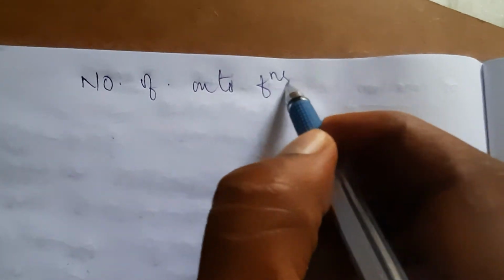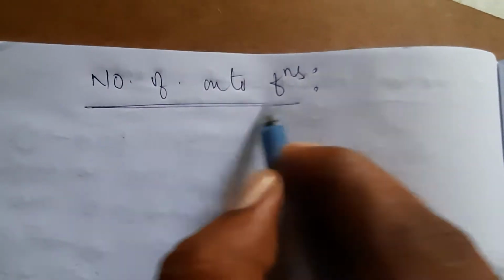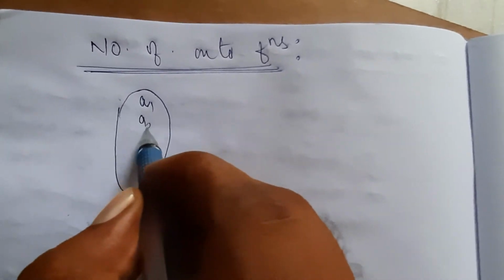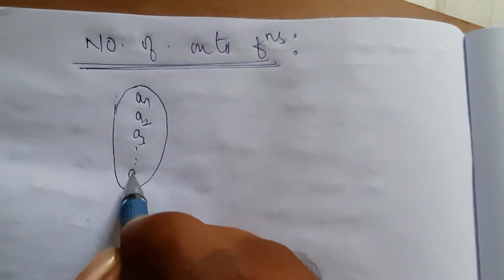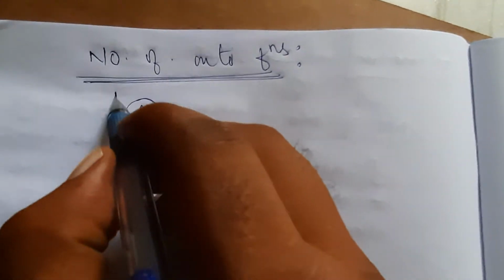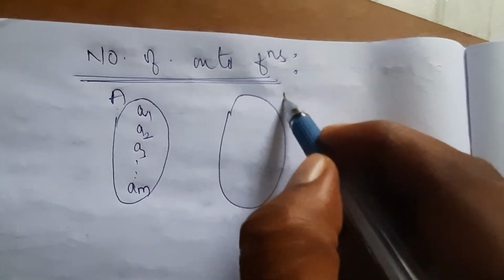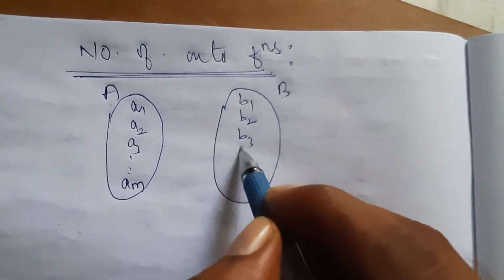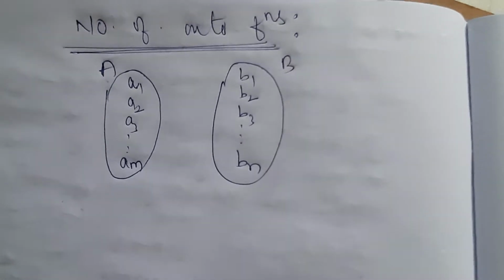Of course the proof is not important, but from a subjective point of view, here I will discuss the number of onto functions formula and derive it for you. So here in this set A, let it be a1, a2, a3, let m elements be there. Let this be the set A, and let this be the set B. Here I can take b1, b2, b3 and so on up to bn, n elements.